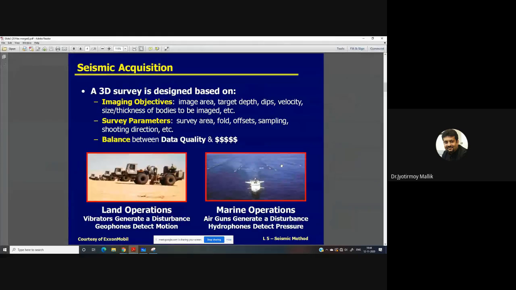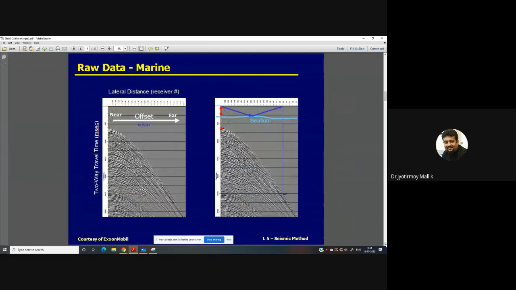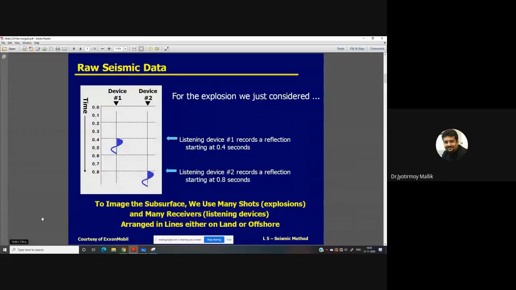So this is the seismic acquisition part, okay? And I hope you understood a little bit. It will be clearer as we go ahead. Now, we have just seen how raw seismic data looks. This is a raw 2D seismic data. What we have seen here is that I have these devices, and then I have got these seismic traces.